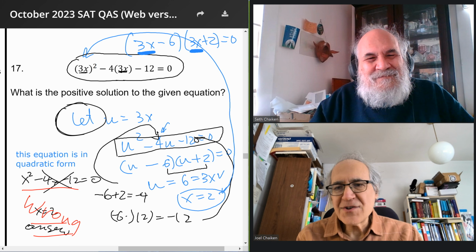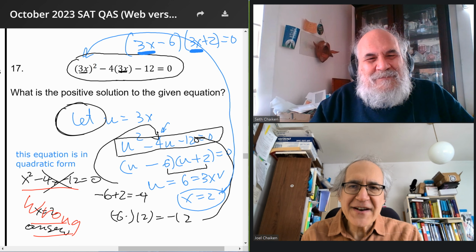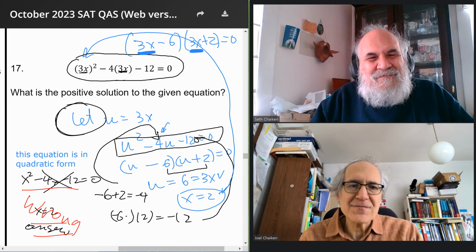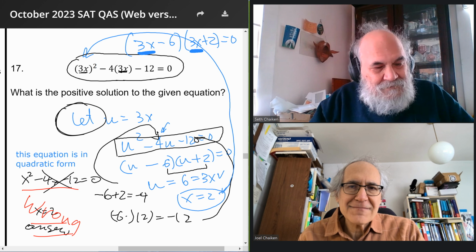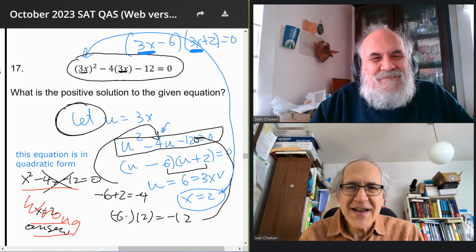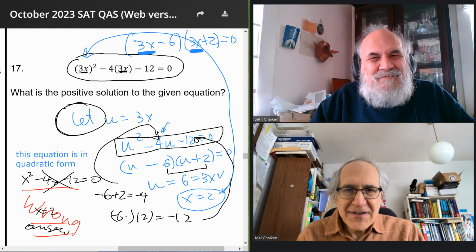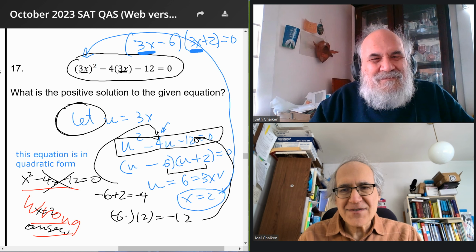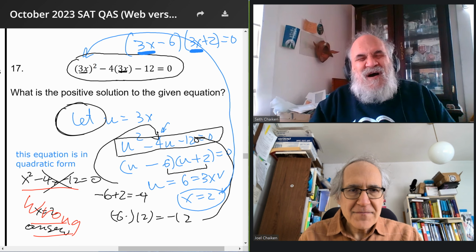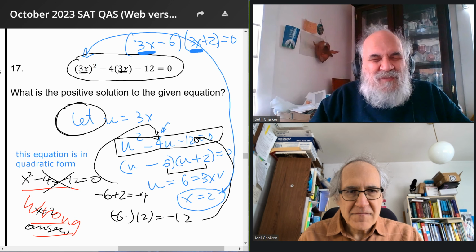They call this equation in what's called quadratic form, because it's in quadratic form if you consider the 3x as the variable. Generally the vocabulary is that this equation is in quadratic form, but I wouldn't get hung up on what form they call it. I agree.